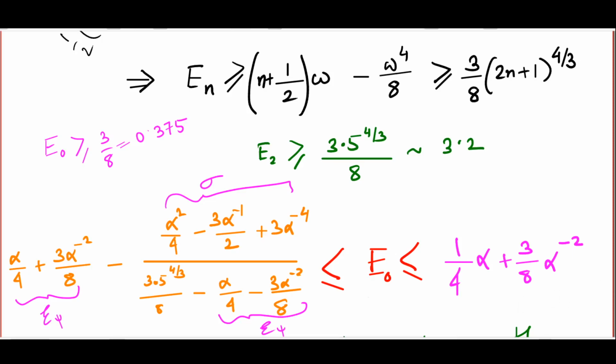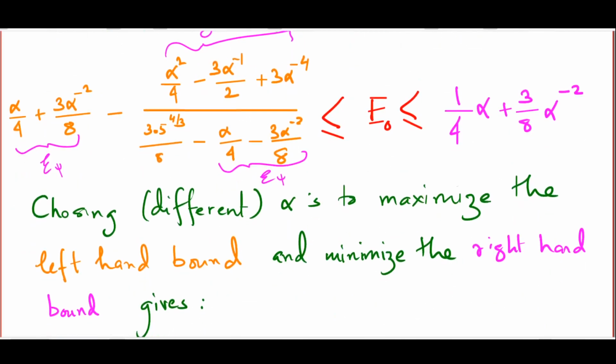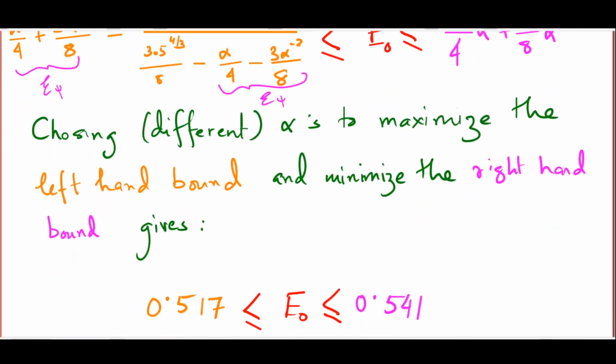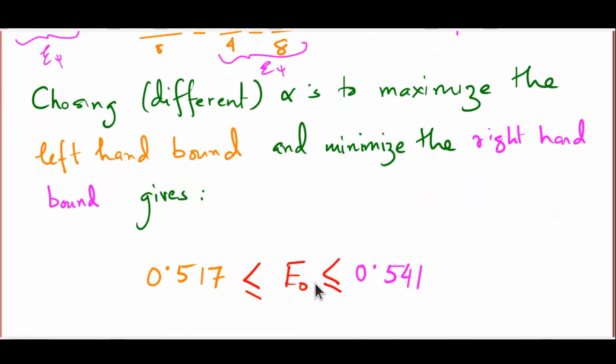However, it's pretty straightforward to figure out the bounds, and when you do that, what you end up with is this. You end up with a bound for E0 which is between 0.541, this of course is the bound that we had found from the variational method, and 0.517 on the other side.